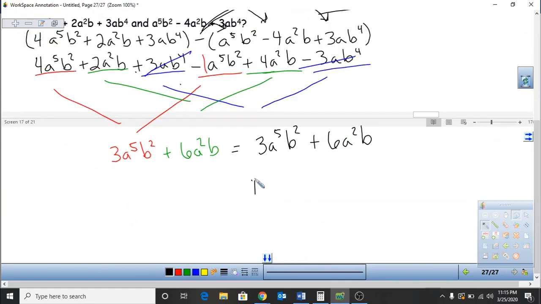Okay, so what does that tell me? Well, it tells me two things. First, I need to count the number of terms. So there's two terms. So this is telling me that this is a binomial. So this is a binomial, and I need to find the degree.